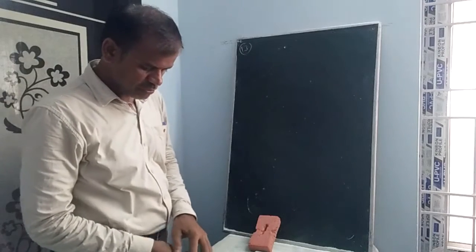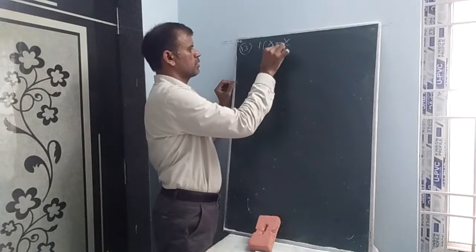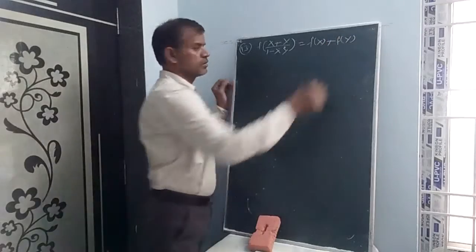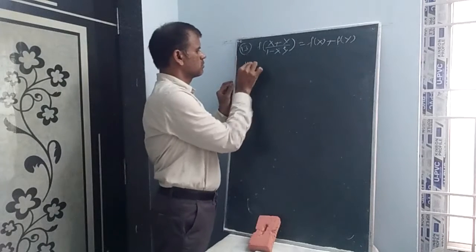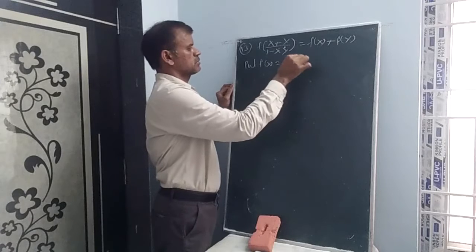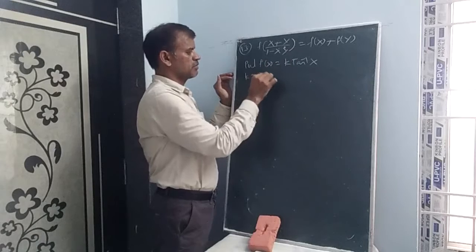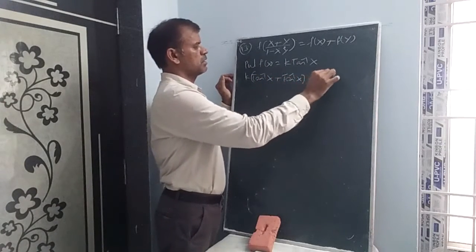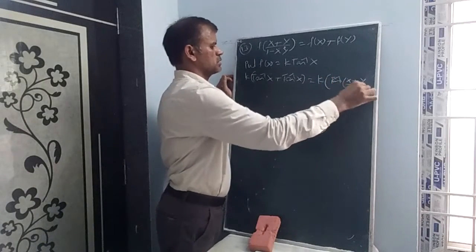Let f of x be a differentiable function such that f of (x plus y) by (1 minus xy) is equal to f of x plus f of y. Put f of x is equal to k tan inverse x. Now you can apply that: k taken common, k (tan inverse x plus tan inverse y) equal to k into tan inverse of (x plus y) by (1 minus xy).